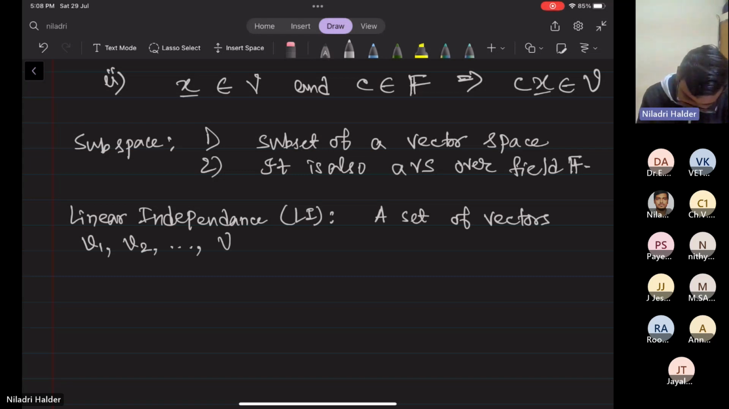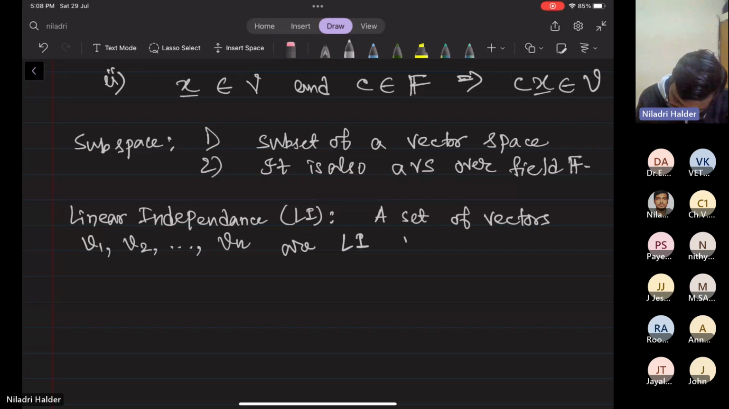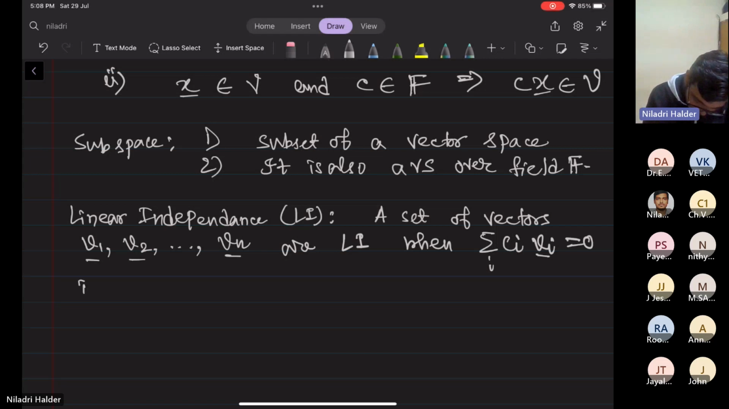A set of vectors v1 to vn is called linearly independent when the summation of ci vi, where the vi are vectors and ci are scalars, equals 0 if and only if ci equals 0 for all i. So this is the definition of linear independence.